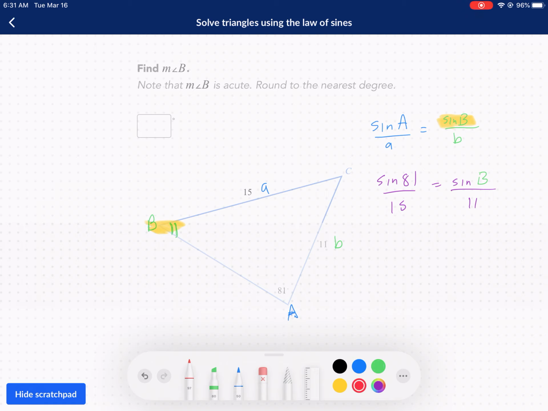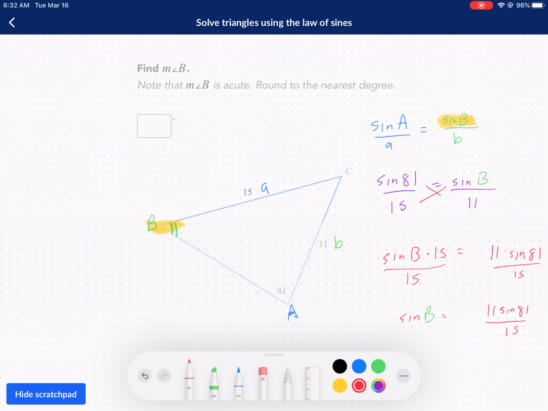What we do from here is cross multiply. So we're going to cross multiply here. We get sine of B times 15, almost forgot, equals 11 times sine 81. Okay, now we got to get B by itself. So the first thing we have to do is take care of the multiplication. Divide by 15, divide by 15. So we have sine B equals 11 times sine 81 over 15.